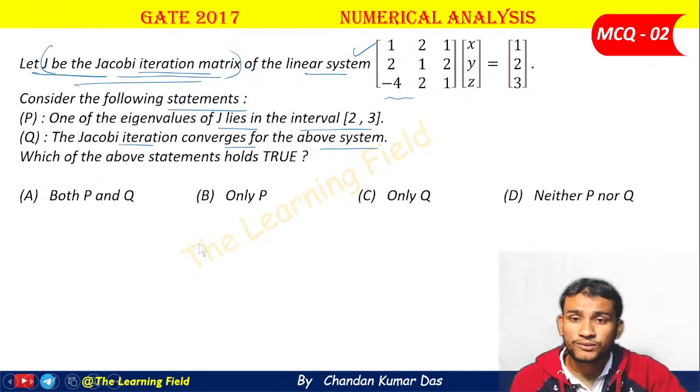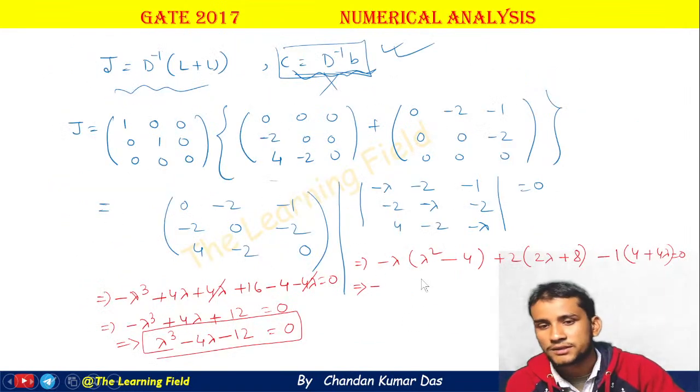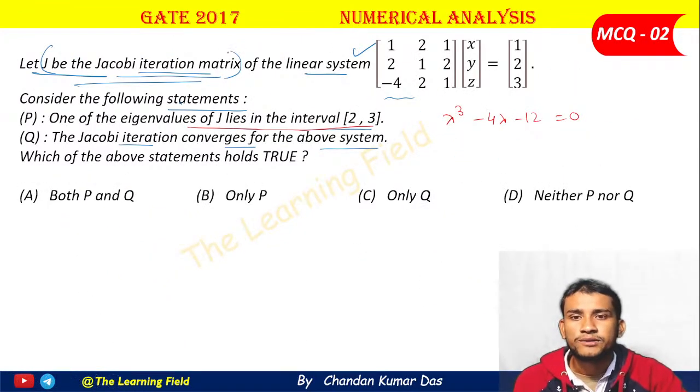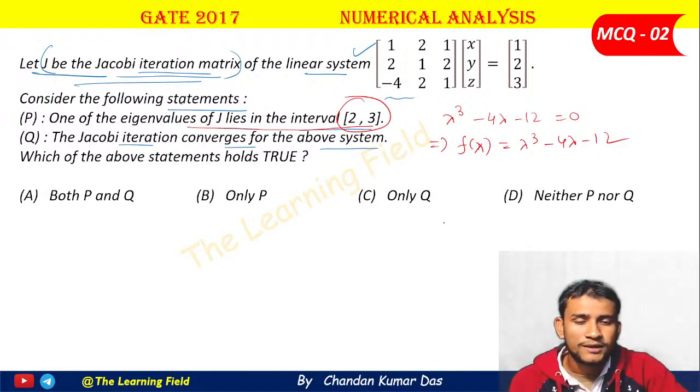Now we go to statement P. It says that one of the eigenvalues of J lies in the given interval. So I just write here lambda cube minus 4 lambda minus 12 equal to 0. Now we check whether one root lies between 2 and 3.